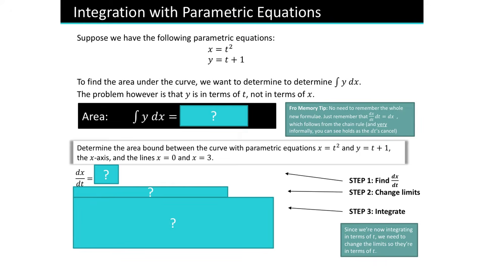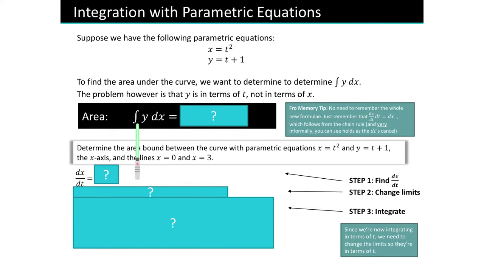Okay? So, integration with parametric equations. Right, we've got these 2 parametric equations. We've got x equals t squared and y equals t plus 1. So, we know to find the area under the curve, we want to determine the integral of y with respect to x. However, the problem is we don't have that right now, do we? One of the things we could do is rearrange this to get y in terms of x, and then integrate it this way. However, we found with the more difficult functions, this is not going to work.